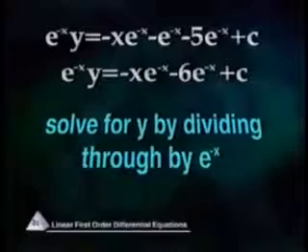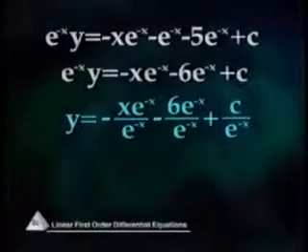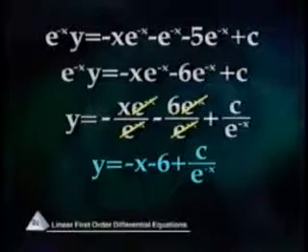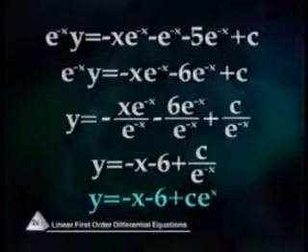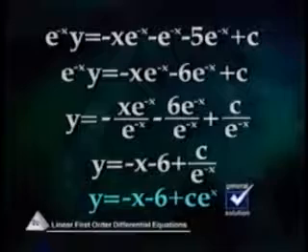Now one last step. We can solve for y by dividing through by e to the negative x and then simplifying. This gives us y equals negative x minus 6 plus c over e to the negative x. This can be simplified to y equals negative x minus 6 plus c times e to the x. And that's the general solution to our differential equation.